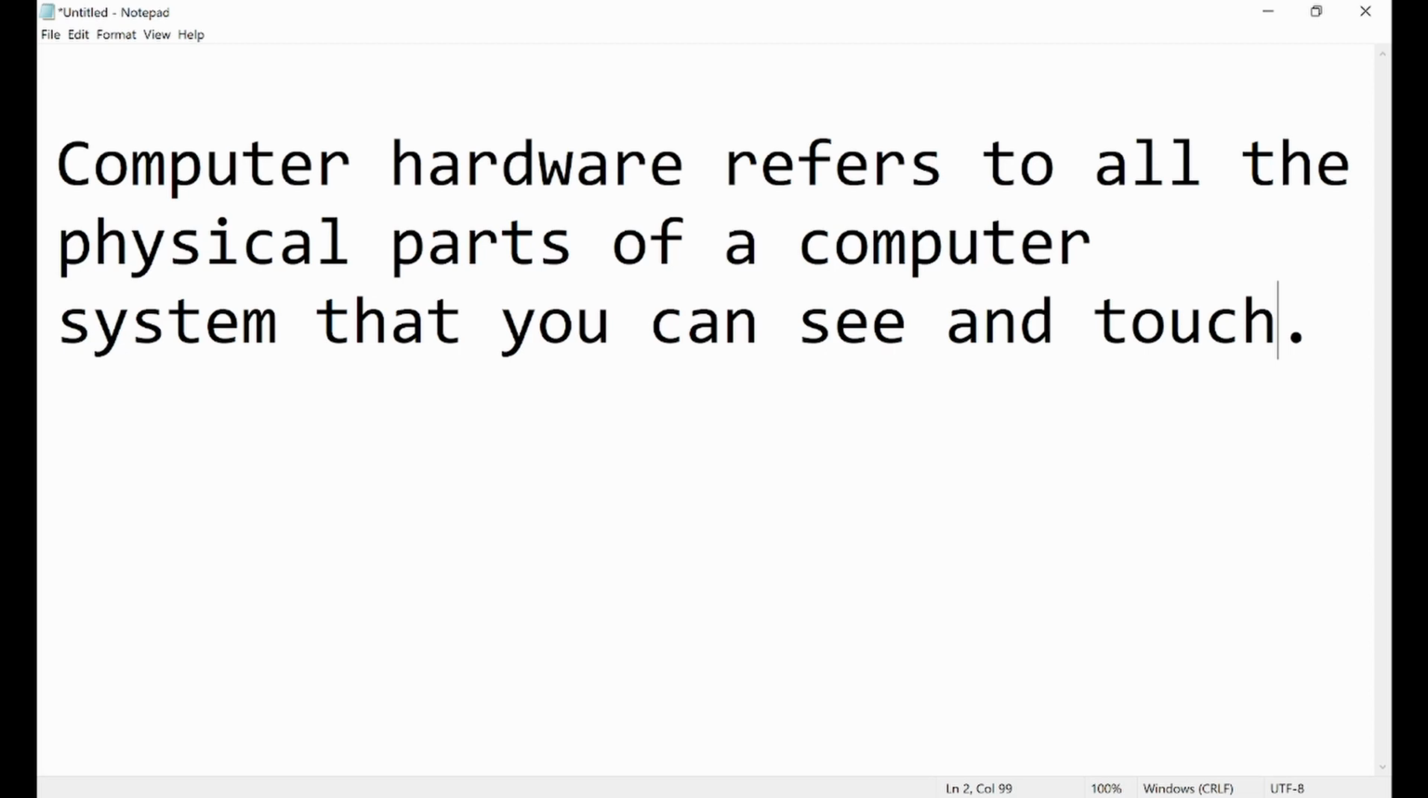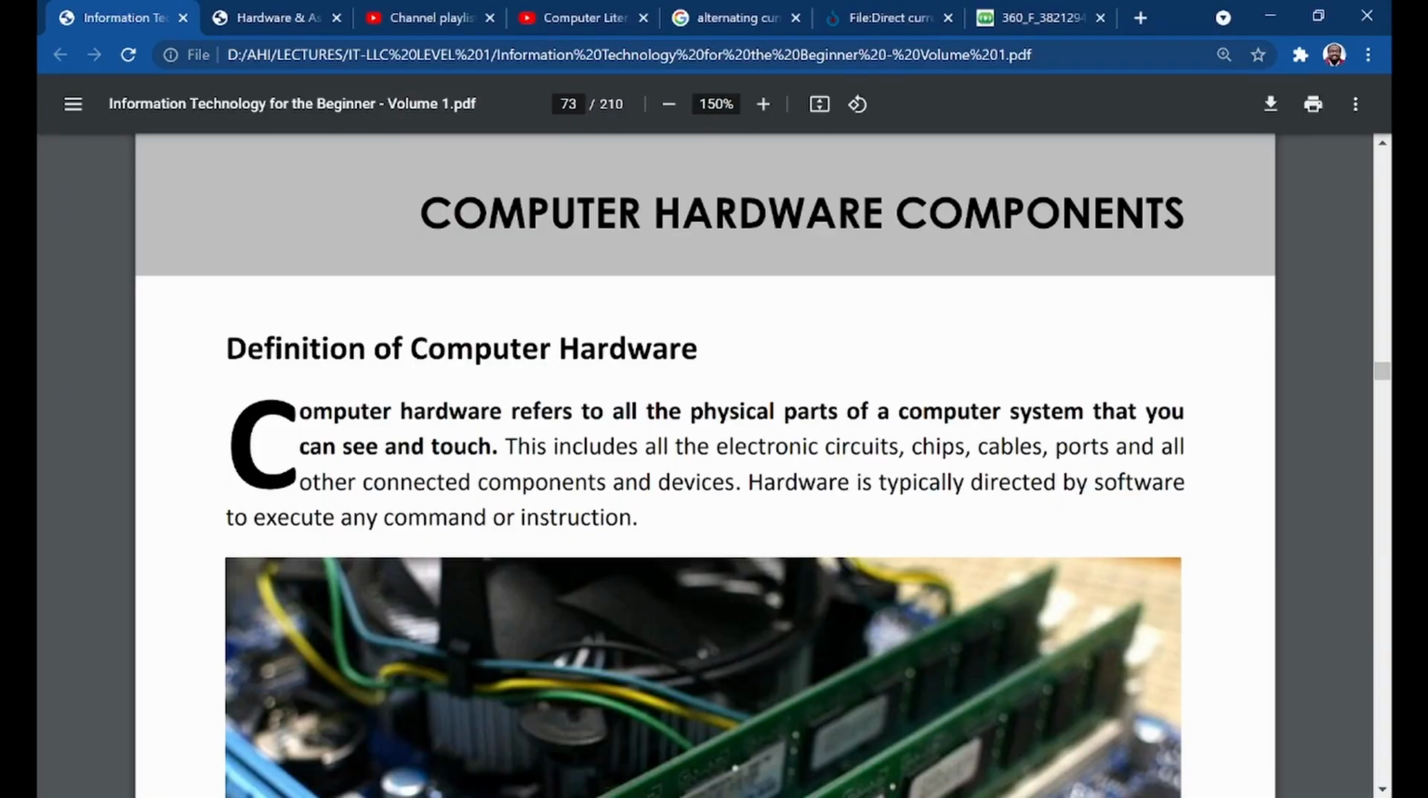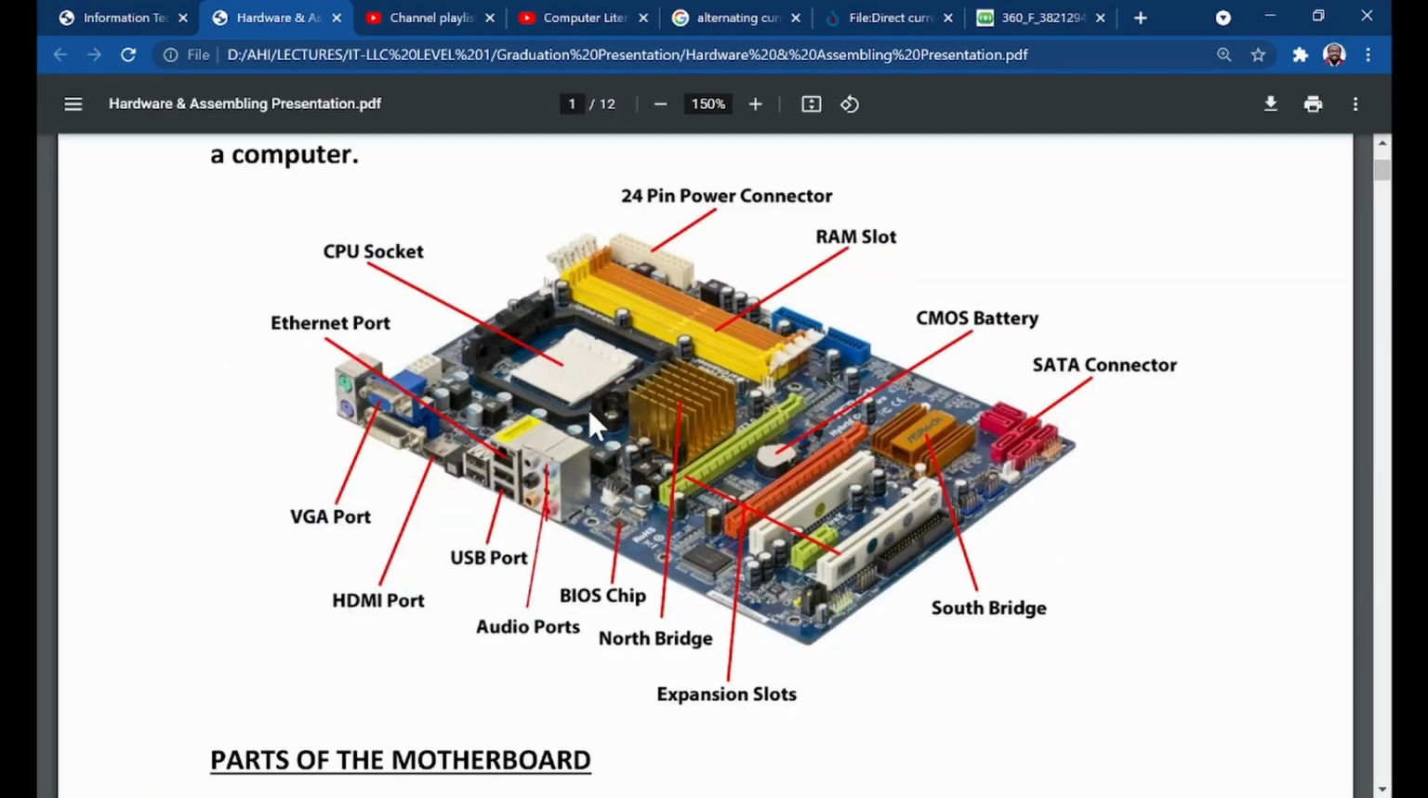So if you don't learn the basics of hardware like what we are doing, you can't really understand computers. You can't really be a good computer literate. So that is what we hope to achieve. We've been talking about the motherboard, and we've looked at some of the key subcomponents on the motherboard itself. We talked about the CPU socket, we talked about the RAM slots, we've talked about the north bridge, we've talked about the south bridge, we've talked about the CMOS battery, we've talked about the BIOS chip.